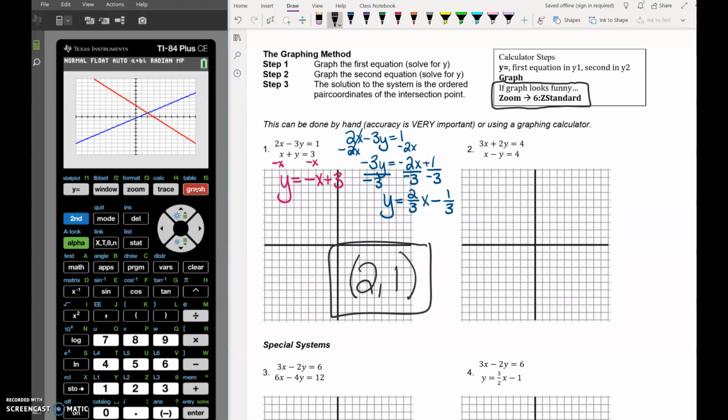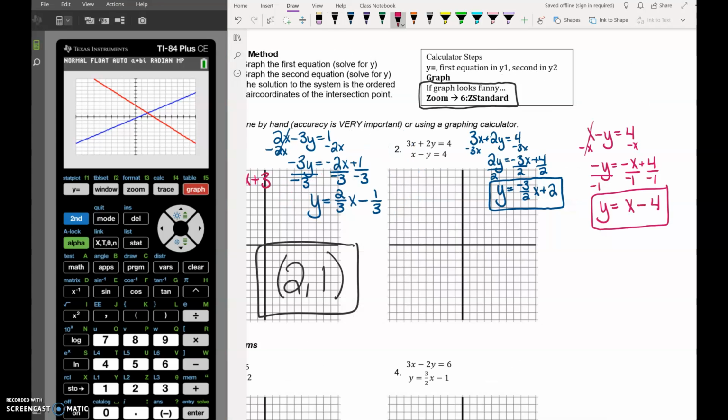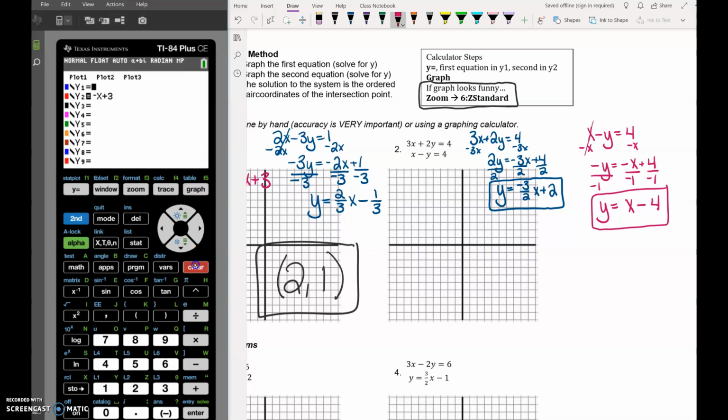Take a moment on number 2, get your 2 equations ready to put in the graph, and then we'll go through that process one more time. You should end up with 2 equations: y equals negative 3/2 x plus 2, and y equals x minus 4.